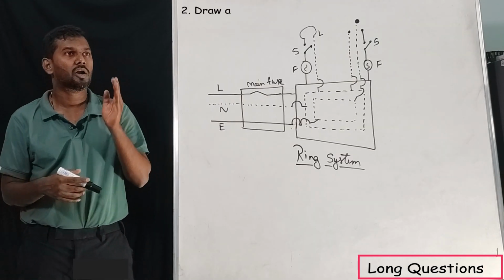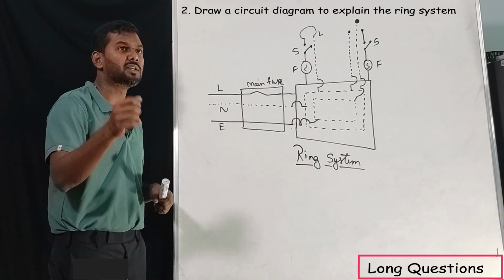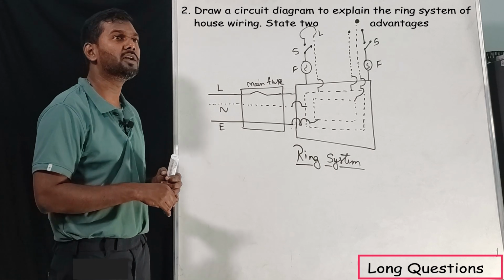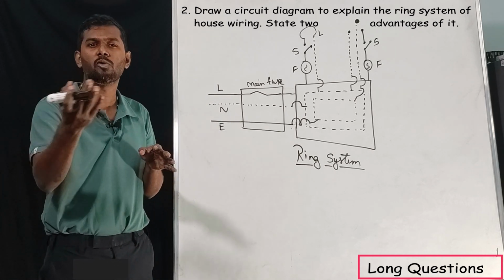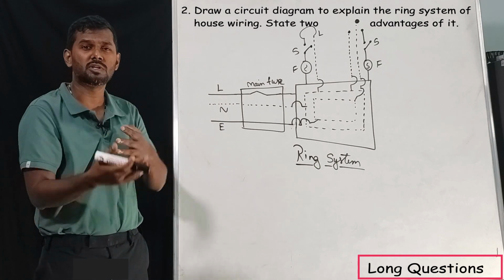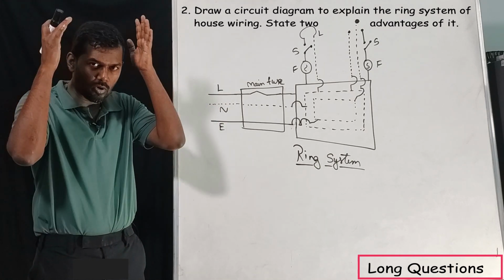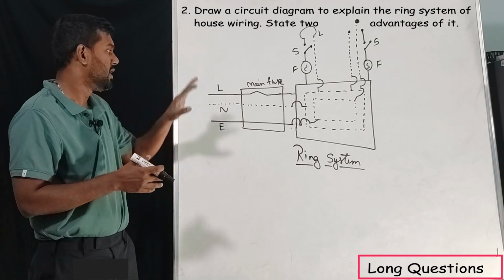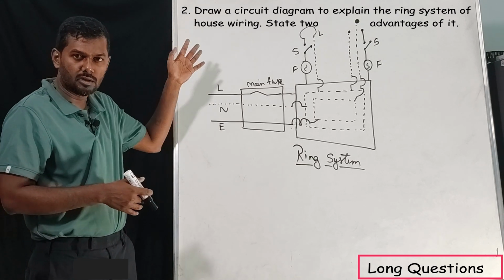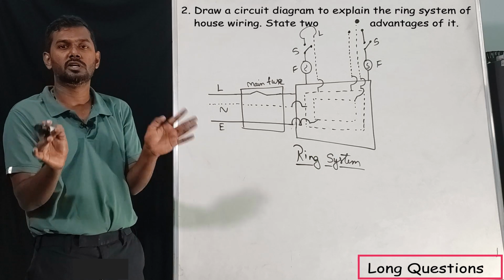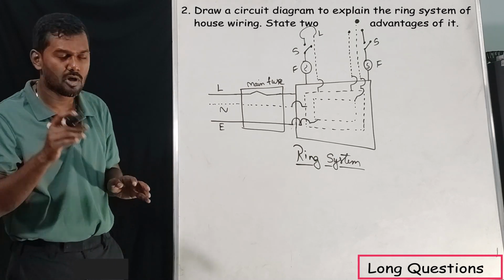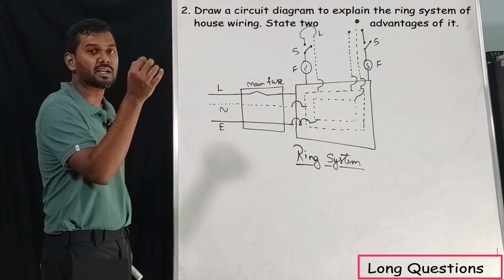Our next question: draw a circuit diagram to explain the ring system of house wiring. State two advantages of it. Listen, in this chapter and the electricity, electromagnetism and sound chapters, almost all the chapters in physics, you need to understand the concept properly. If you don't understand the household circuit and electricity, then you cannot answer any logical argument type of questions. First you need to understand the diagram.